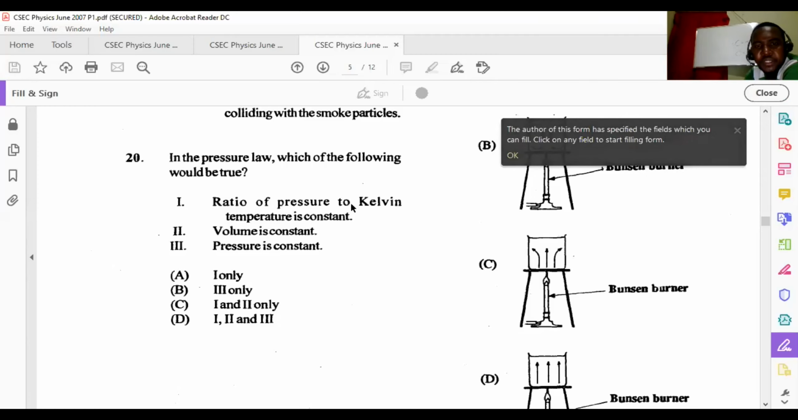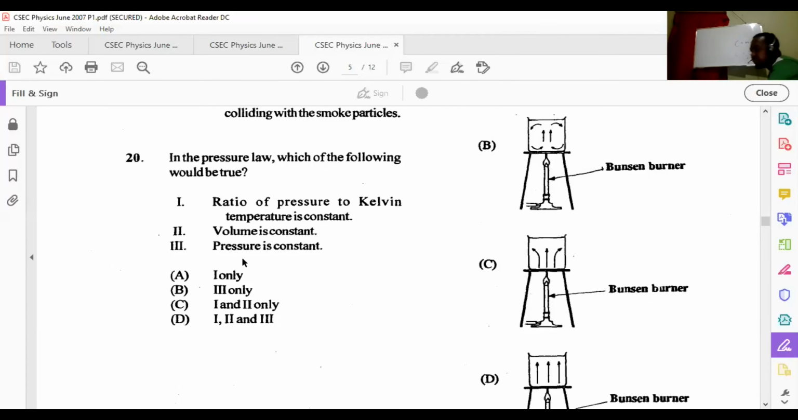The ratio of pressure to Kelvin temperature is constant, the volume is constant, pressure is constant. So in pressure law, which one is constant? Remembering Boyle's law, temperature is the constant. In Charles's law, pressure is constant. So in pressure law, the volume is constant.